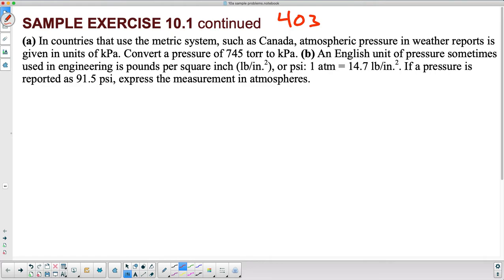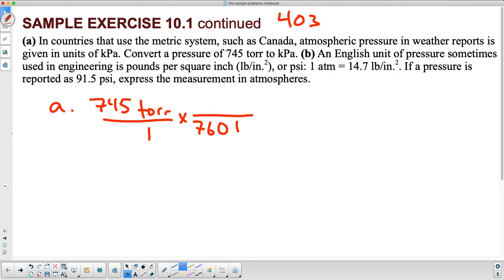An English unit of pressure sometimes used in engineering is, so let's start with A first, when we're just converting a pressure of 745 torr to kPa. I'm going to put that over 1. This is how I do all of my conversions. Now, we should know that 760 torr is equal to 1 atmosphere. 1 atmosphere is also equal to 101.3 kPa. Okay, that information is in the book, and that's all part of our conversion.